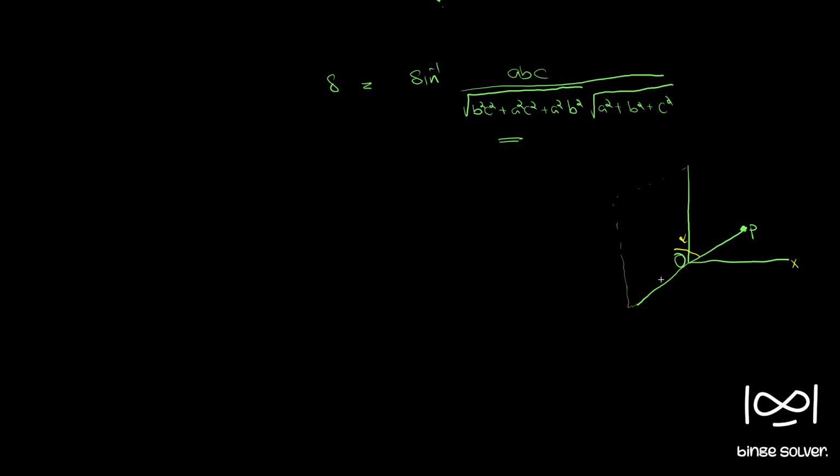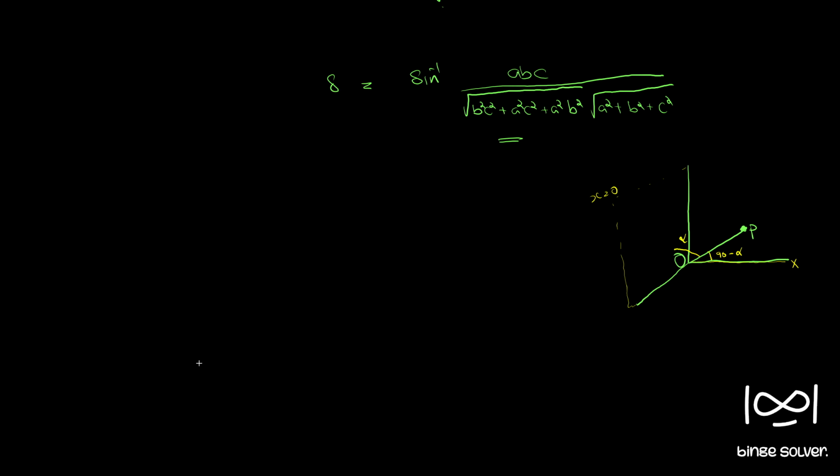Instead of that, we will find the angle between OP and the normal to the x equal to 0 plane. The normal to the x equal to 0 plane is this line. So this angle will be 90 minus alpha. The angle OP makes with the normal to this x equal to 0 plane will be 90 minus alpha. So we will find that.